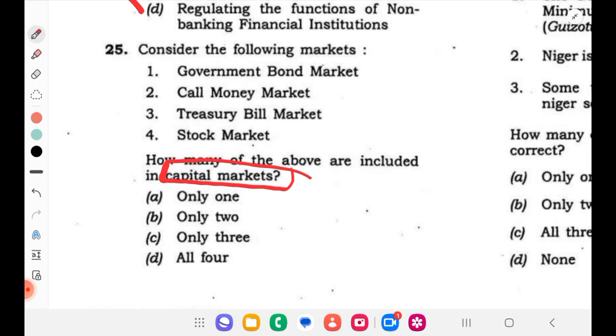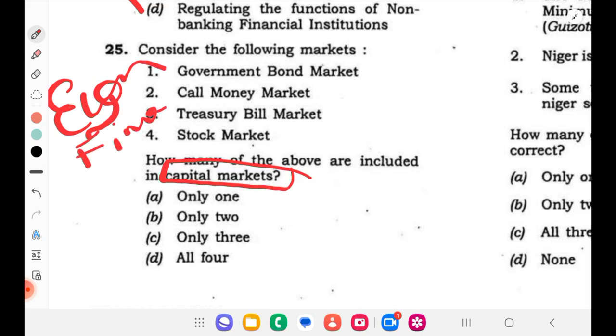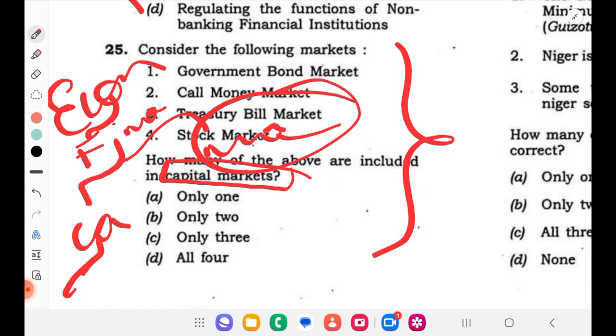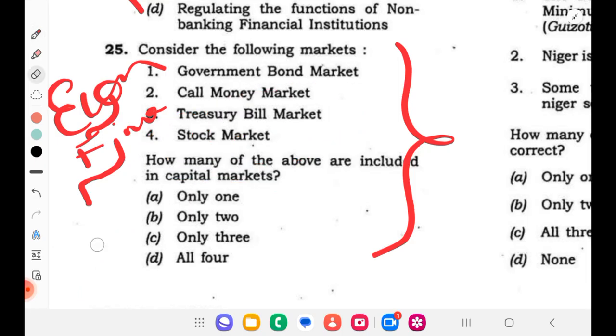So to answer this question we should be knowing the economics chapter. Under that subject we have financial market. Under financial market we have two types of markets: capital and money market. What is capital market, what is money market, and what are the instruments traded under these markets? If you know this, you will be able to answer this question. Capital market is more than a year, more than 365 days, whereas money market is less than 365 days, and the instruments used in them should be known to answer this question.